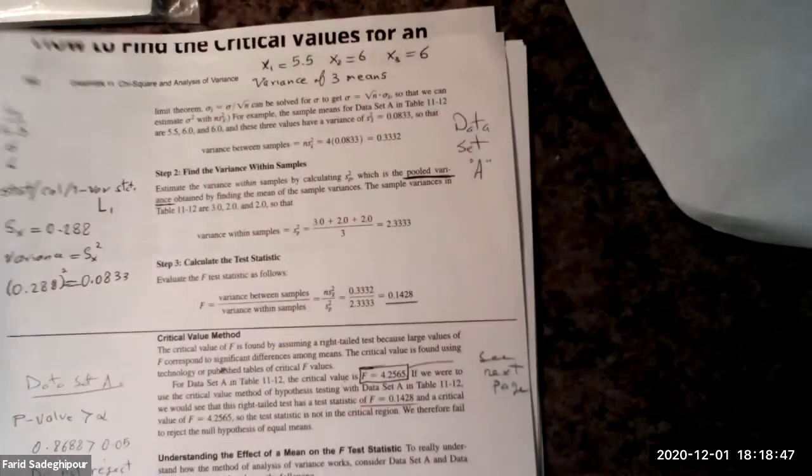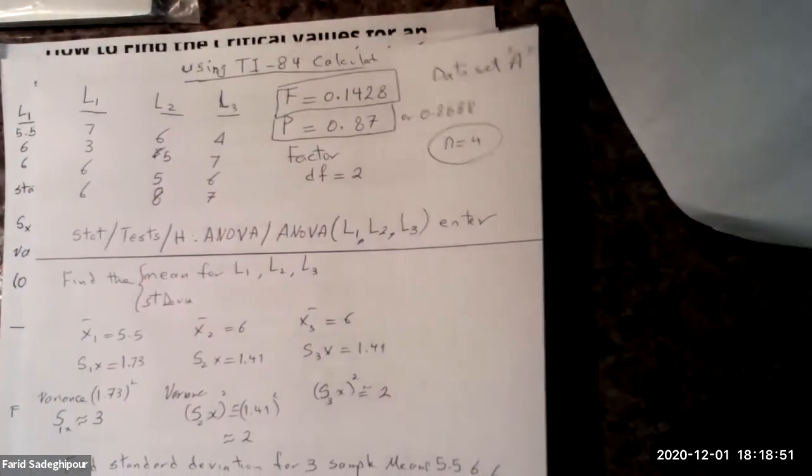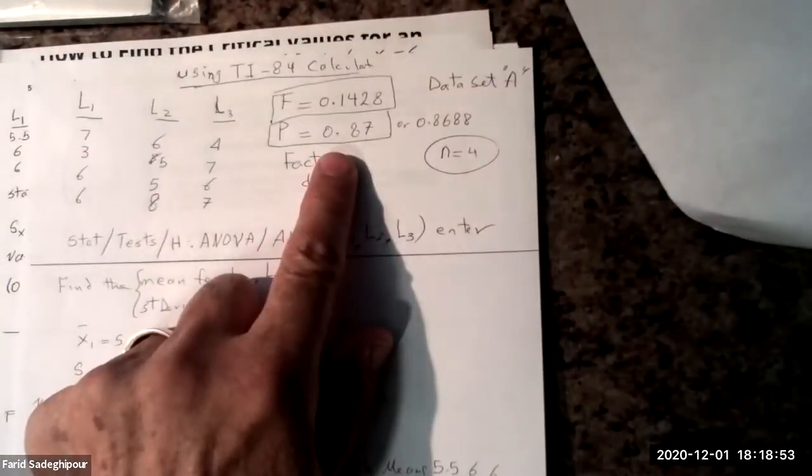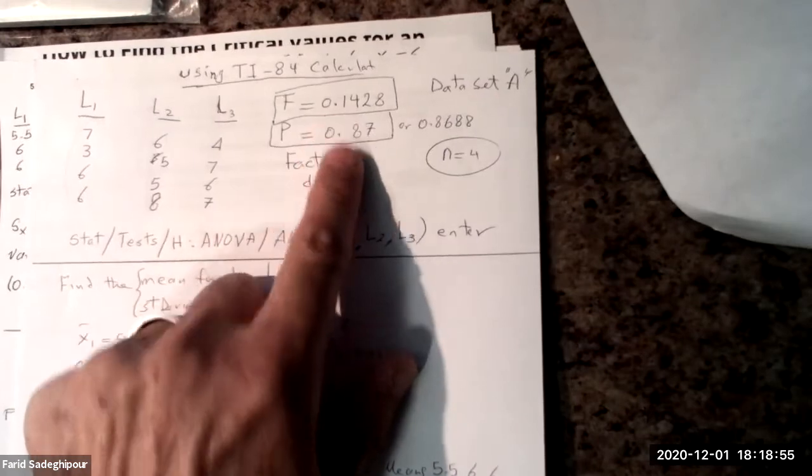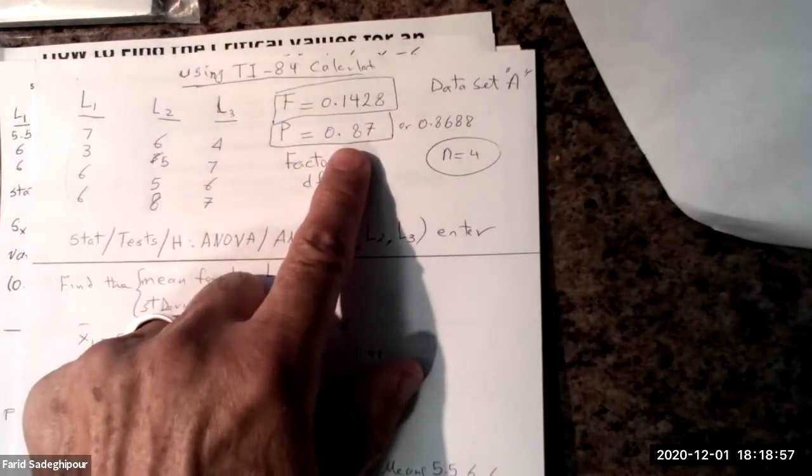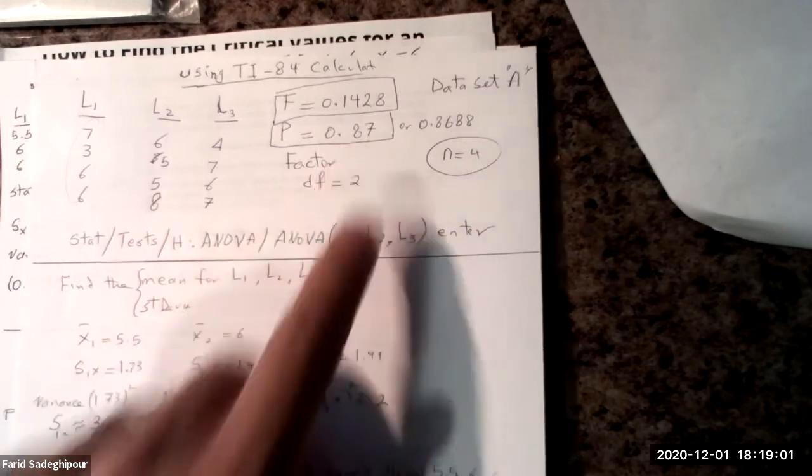So what it is here, you'll notice that the p-value is 0.87 and F is 0.14. This 0.87 is the p-value, which is greater than alpha.